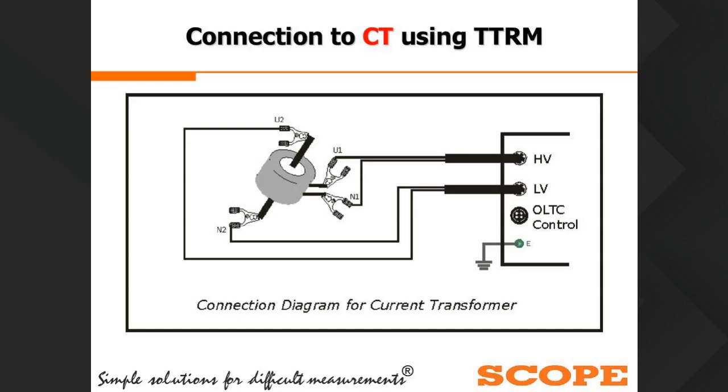Here you can see the transformer primary is here, and the transformer secondary is here, that is U2 and N2. From the LV port, we need to connect to the current transformer's primary, and the HV port, that is U1 and N1, we need to connect on the secondary. Basically, the HV point we connect on the secondary side, and the LV cables we need to connect on the primary side.